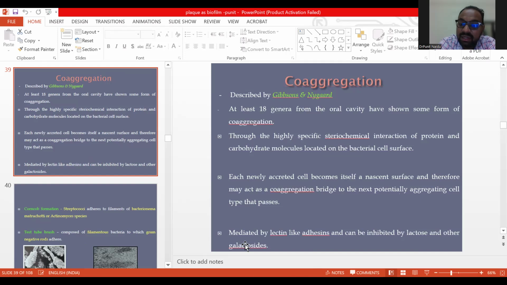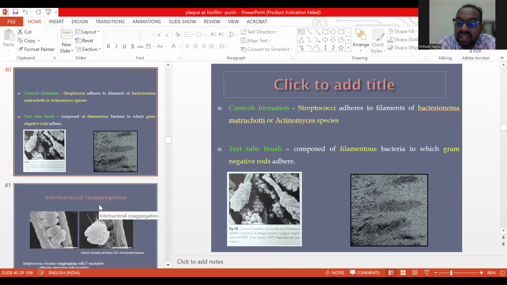And these newly accreted cells become themselves a nascent surface and act as a co-aggregation bridge to the next potential aggregating cell type that passes. It is mediated by lectin-like adhesins and can be inhibited by lactose and other galactosides. There are two types of co-aggregation. The first one is corn-cob formation, with streptococci adhering to the filaments of Bacterionema or Actinomyces species, and the second is the test tube brush, which is composed of filamentous bacteria to which gram-negative rods get attached.